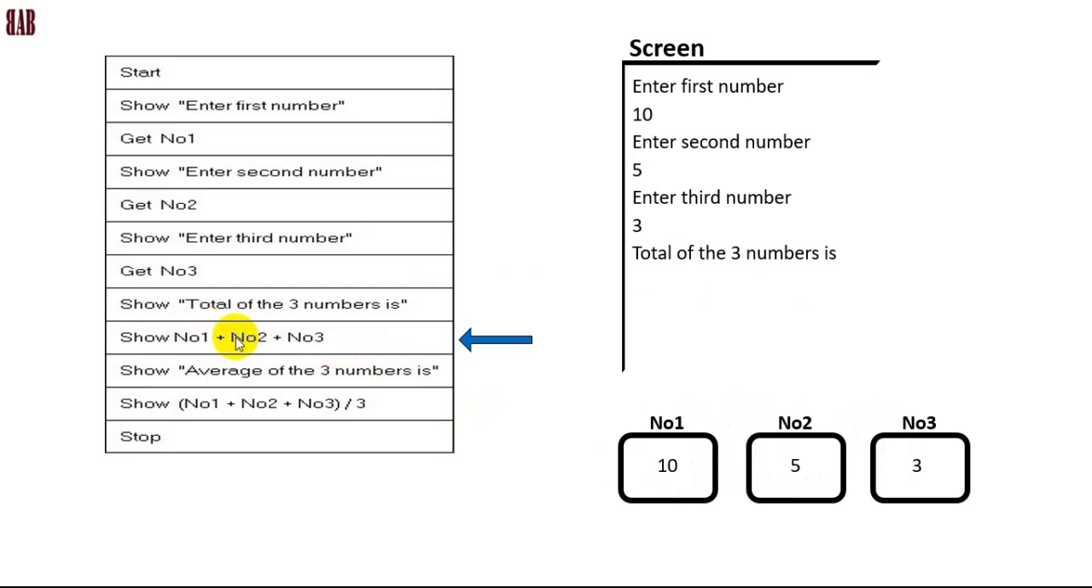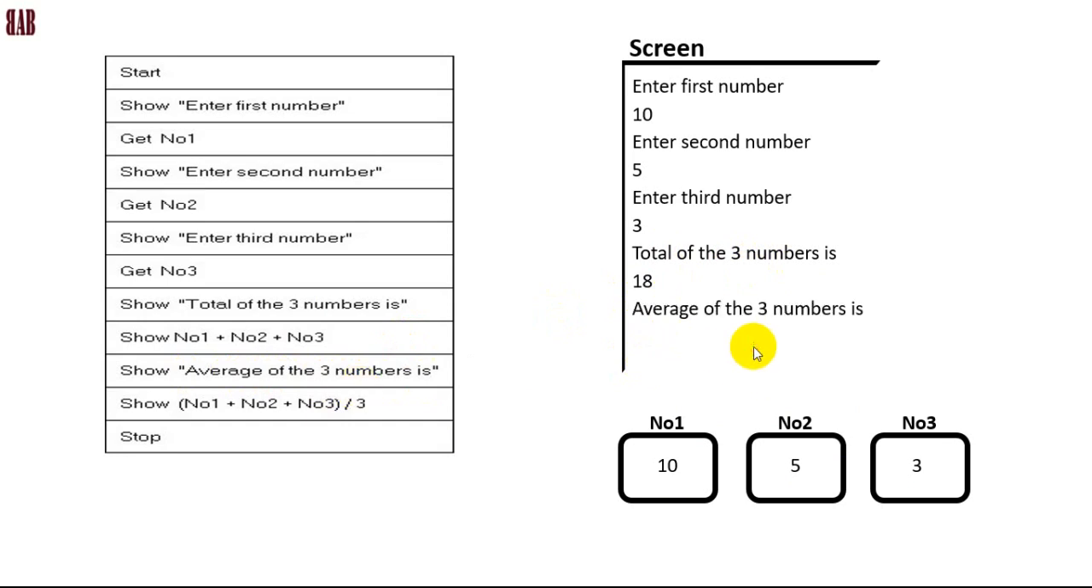So it will work this out to 18, and the show statement will show that on the screen. So 18 will be shown. So we have put this message in, and now this is more meaningful to the user. Then he can see the total of the three numbers is 18. Then you go to the next line, and now I'm going to say it's the average of the three numbers.